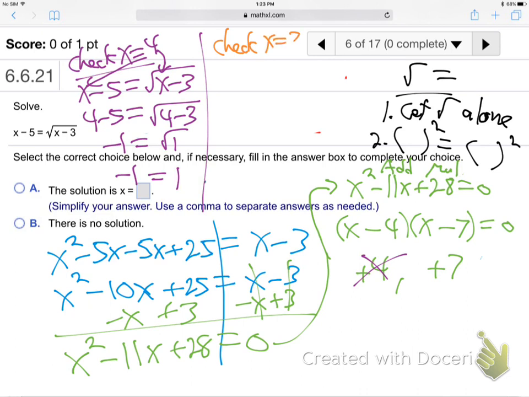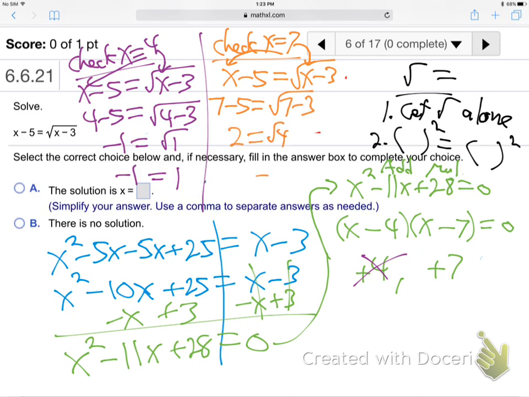We check x is 7. We've got x minus 5 equals the square root of x minus 3. So put in the 7. You get 7 minus 5 is the square root of 7 minus 3. What's that? 2 is the root of 4. Yeah, the root of 4 is 2. 2 equals 2. So 7 is the only answer. 7 works. 7 brings balance to the equation. It makes the left side and the right side the same.